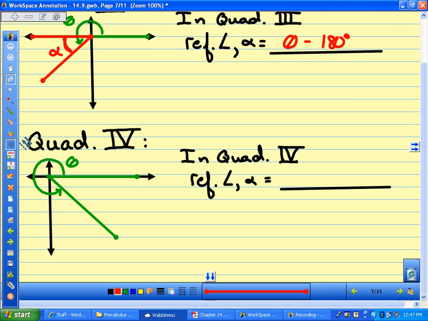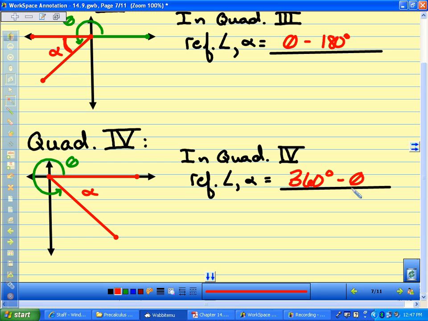Quadrant 4, again, let's graph it off first. We've got to use our terminal side and the x-axis. Well, if we're in quadrant 4, which side of the x-axis are we using? The positive side. So right there is my reference angle theta. I'm sorry, alpha. How are we going to find the measure of that reference angle alpha? 360 degrees minus that fourth quadrant angle theta.